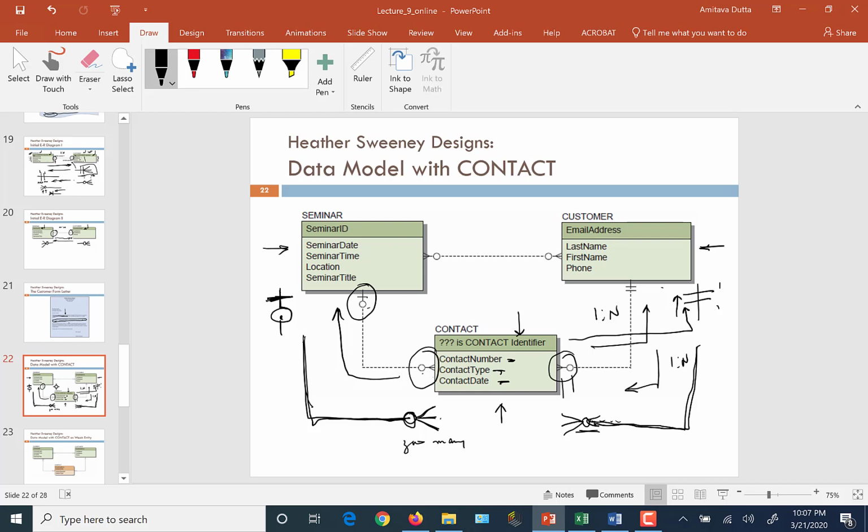I'm not entirely sure that the minimum should be zero. Maybe this should be a one also, but I suppose it's possible for Heather Sweeney to come up with a contact that did not result from a seminar. The contact came from somebody else, maybe a friend recommended the contact, but then the letter would be written slightly differently. But it's possible that the contact was generated not from a seminar. So I'm willing to accept this minimum cardinality of zero. Let me repeat: one contact is generated from at least zero seminars and at most one seminar.